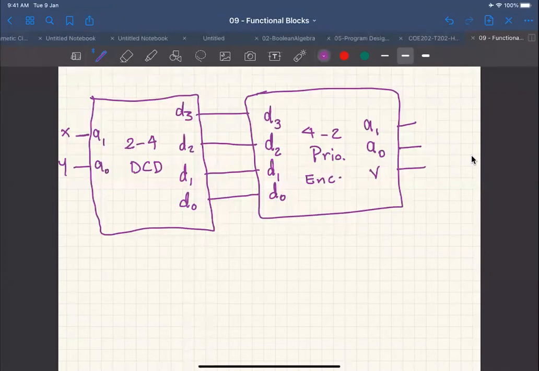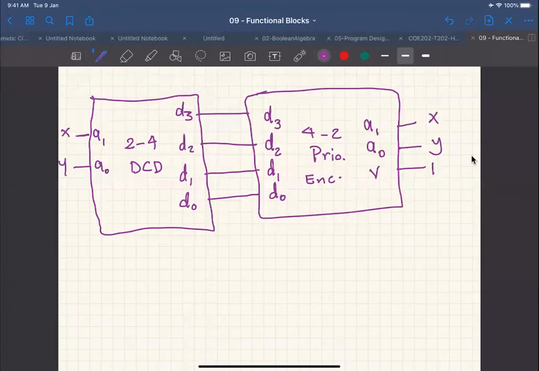Always 1. Why is that? It is correct, but you need to tell me why. Because a decoder cannot give you an invalid output. Excellent. Yes. So the valid bit is always 1. What about A1 and A0? The output here, I mean. A1 will be X and A0 will be Y. Why did you say that?